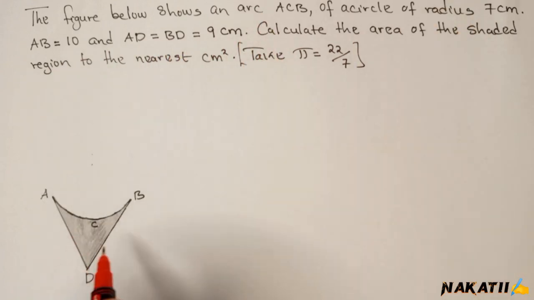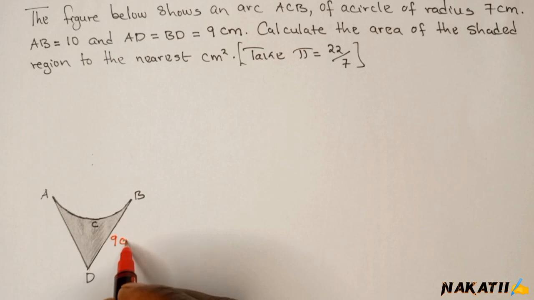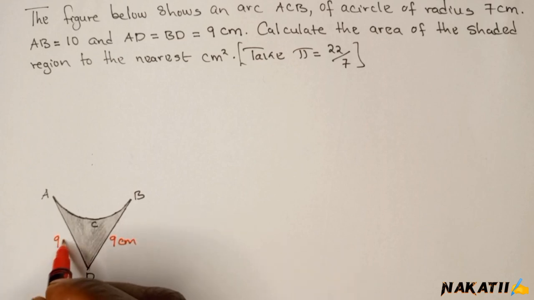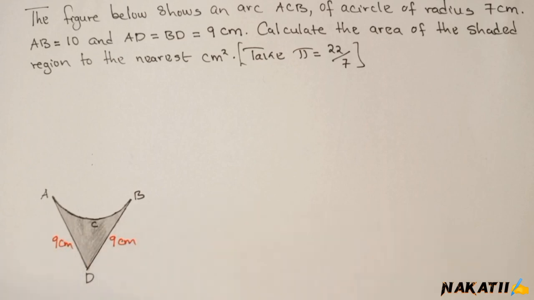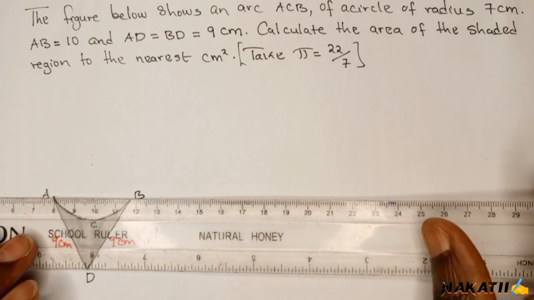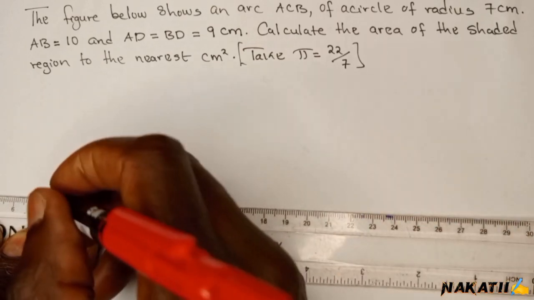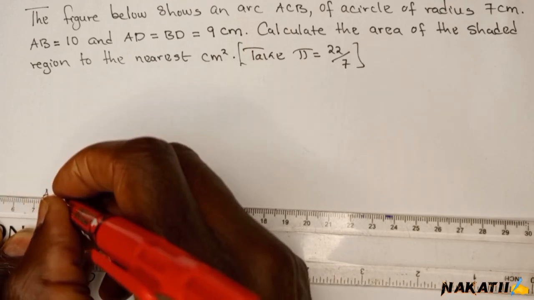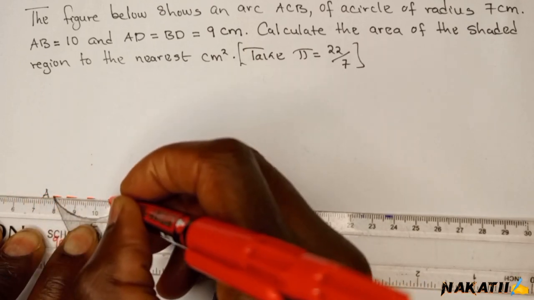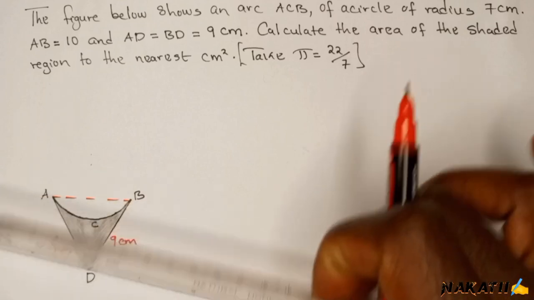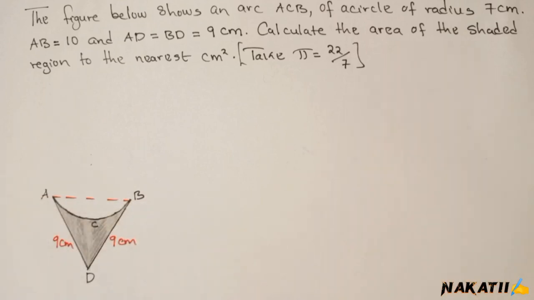We've been told that AD and BD are equal. Therefore, if this is 9 centimeters, this one here is also 9 centimeters. Then we've been given this one here, length AB is 10. You just dot it like this. This length is 10. And therefore, we just need to show the center of this circle.